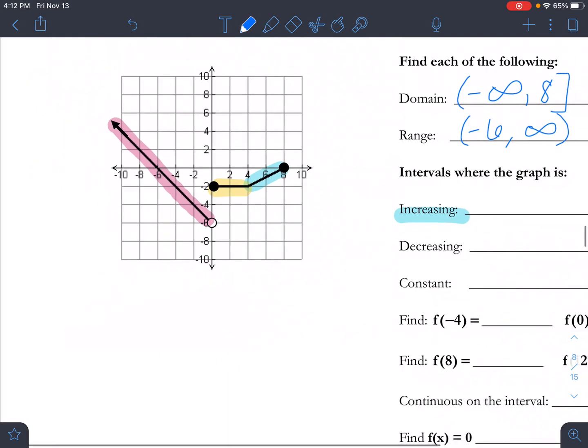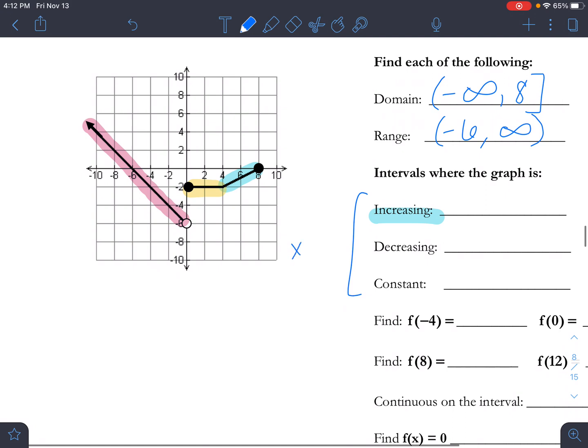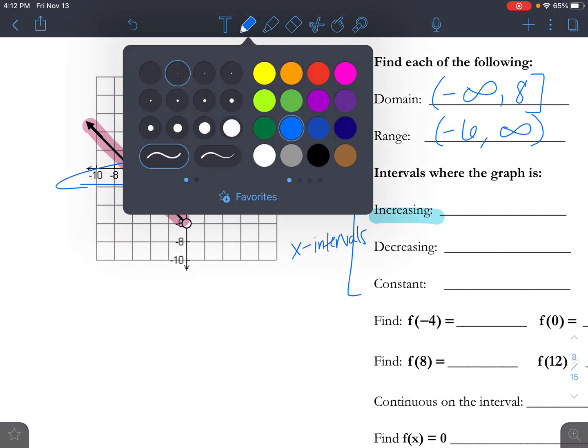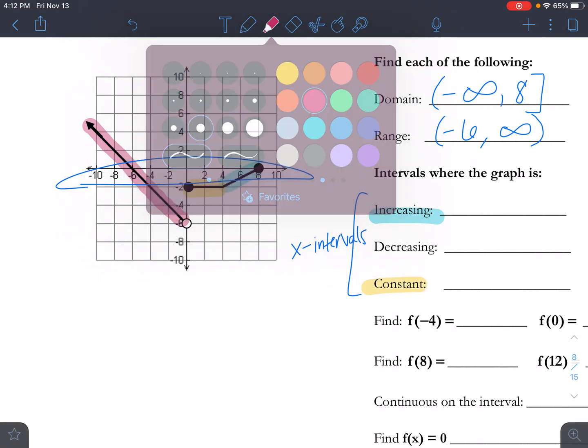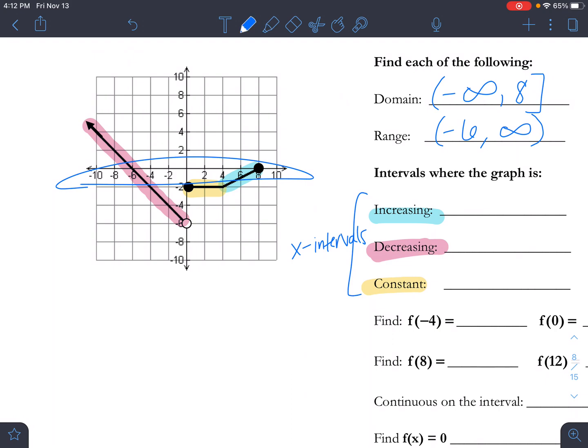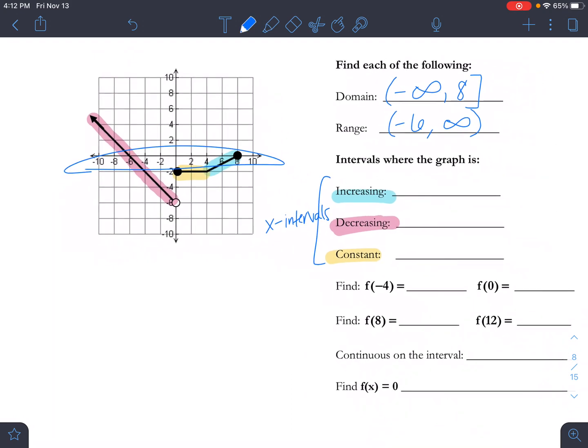Once we have those things highlighted, again, we're using x values here, or x intervals. So don't look at the y values, just look at the x values, and think where on the x-axis are these things increasing, decreasing, or constant. Let me highlight here so you know what I'm talking about. Okay, so where was this blue? Where were we increasing? From x equals 4 to 8.